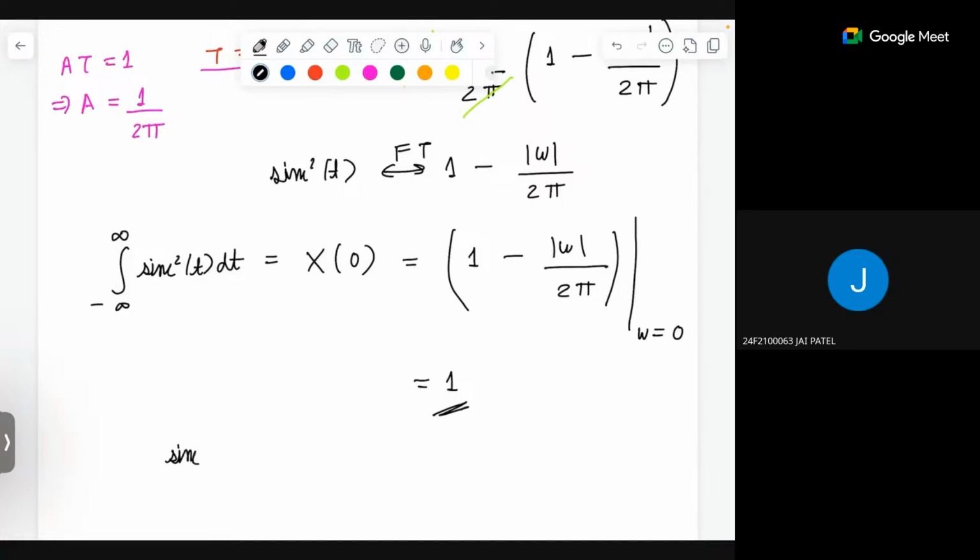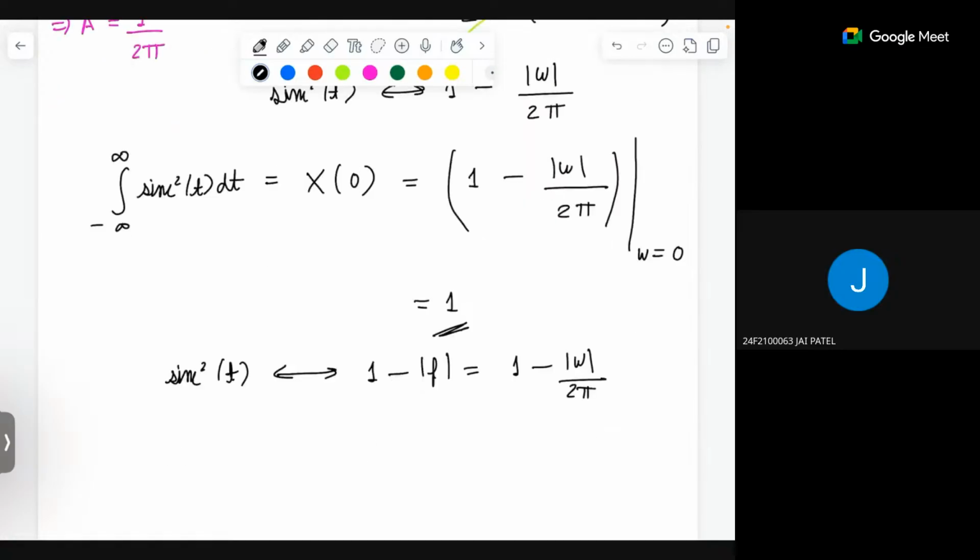Another thing that you can remember is sinc square t has a Fourier transform 1 minus mod f, or if you write it in terms of omega, this. And if suppose you have some a t or something, you can use the scaling property to get the Fourier transform. Anyways, now let us move to the next question.